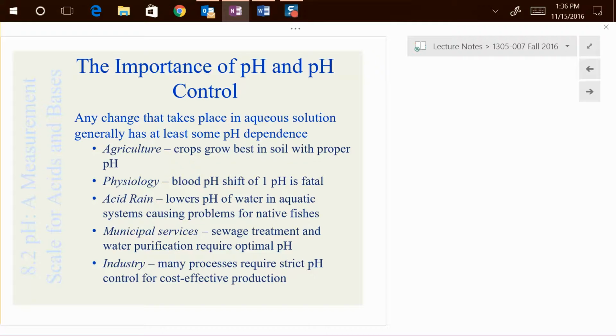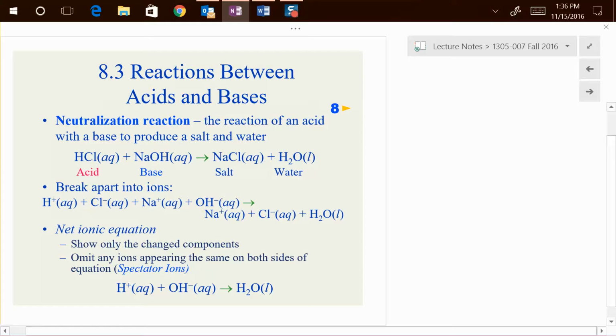We're concerned about acid rain a lot of times because it changes the pH of things like our aquatic environments, so it can be dangerous to the aquatic life, including the plants. So there are a lot of ways that we use pH. It's important.